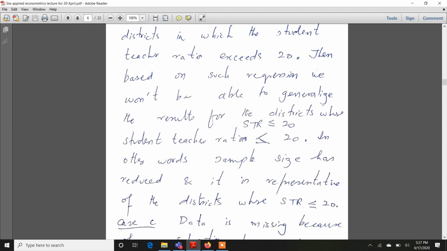So once again, my sample size has reduced and my results are generalizable only to those districts where the student-teacher ratio is greater than 20. But still, if I generalize my results to the correct type of district that meets these conditions, then my betas will still be unbiased and consistent.